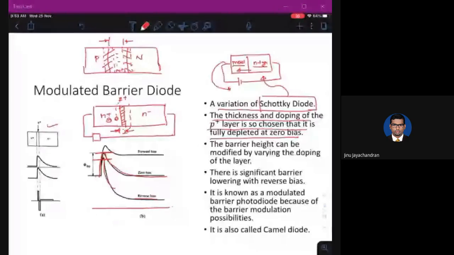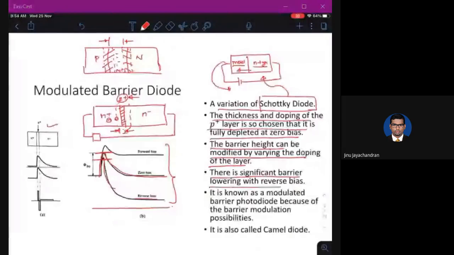This is called a modulated barrier diode. The barrier height can be modified by varying the doping of the layer. So instead of doing different kinds of biasing, if you change this P plus doping to a different one, the barrier height can be changed. There is a significant barrier lowering with reverse bias.